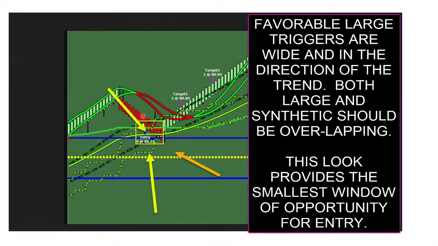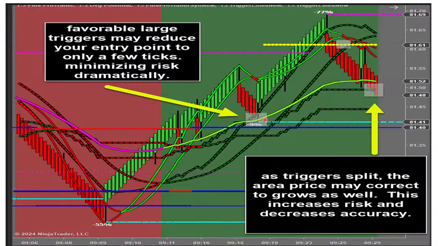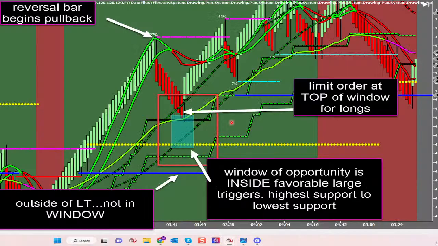Triggers are where we expect the bars to return. The areas inside of triggers are where we expect it to bounce. So favorable large triggers, brand new users, creates the least amount of risk. It creates the most accuracy. When your trigger lines begin to split, to separate from one another, it's going to decrease the accuracy, and it's going to increase the risk. Because if it could go from here or here, well, then our stop has to go way outside where the market shouldn't go. And you're going to see that in this next example as we define our entry point.